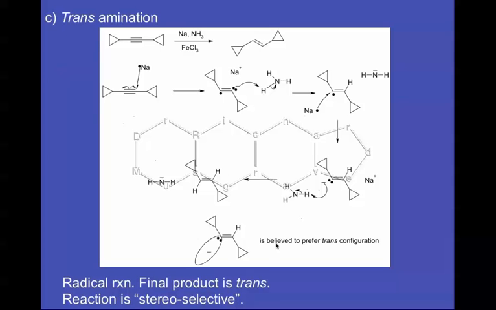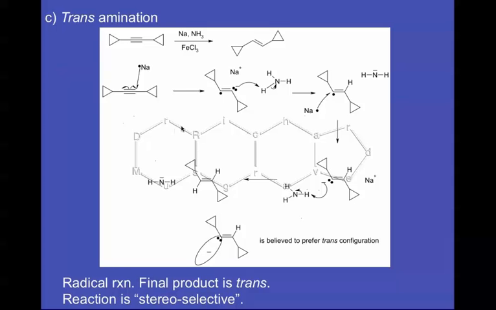Now the important part of this particular process is that we end up with this negative charge, and for some reason, and I don't think anybody really knows why, it wants to be trans. So now this negative charge with these 2 electrons is in a trans situation with this hydrogen, and it will now allow for the negative charge to react with a hydrogen from an ammonia, and we end up with our trans-alkene. This is not a mechanism you have to know.